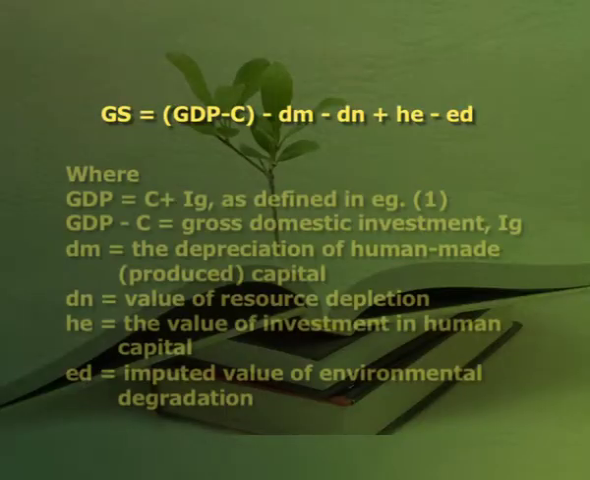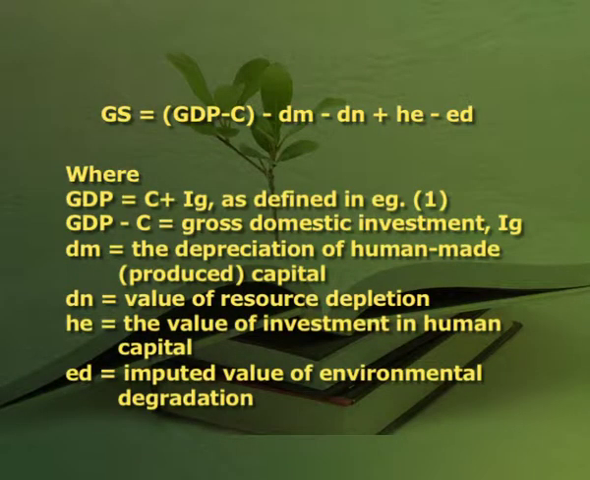The main idea behind the genuine savings as an indicator of sustainability is straightforward and it is imputed using the following formula. Genuine savings, that is GS, is equal to GDP minus C minus DM minus DN plus HE minus ED, where GDP is equal to C plus IG as defined in equation number 1. GDP minus C is equal to gross domestic investment IG.